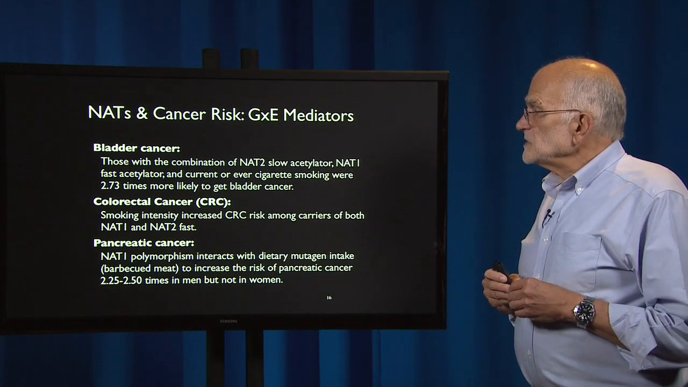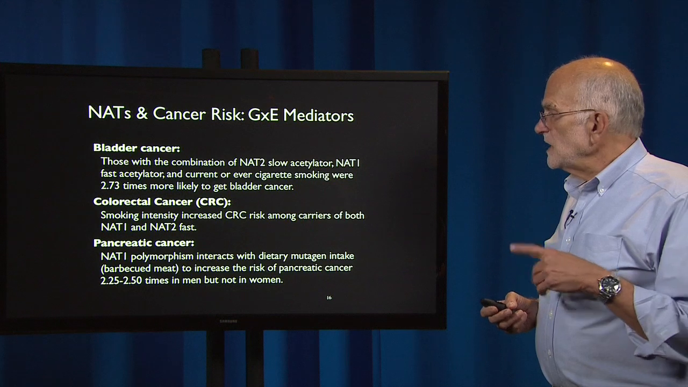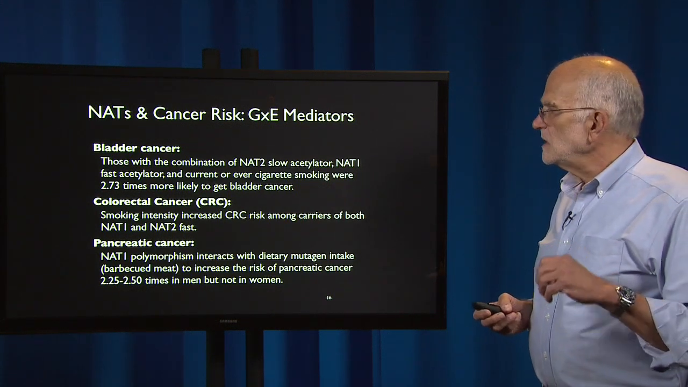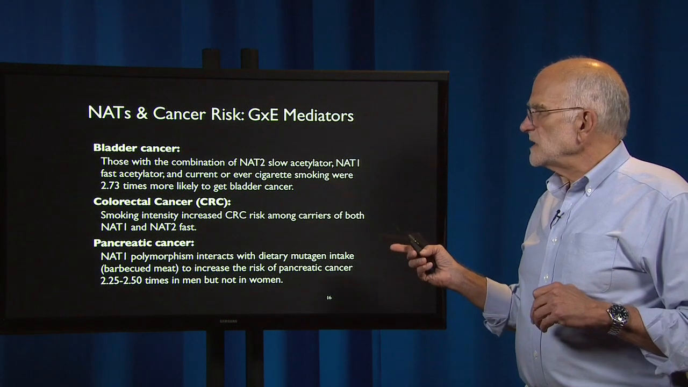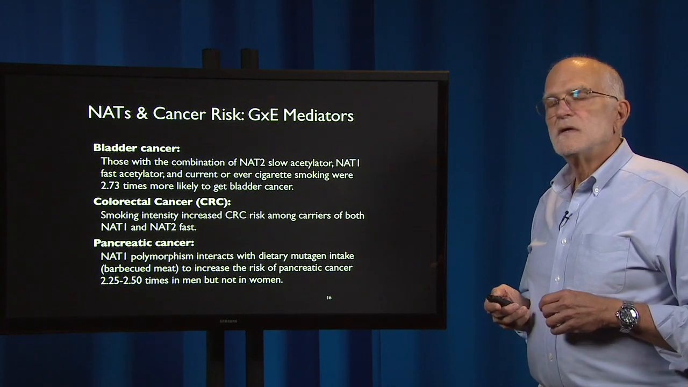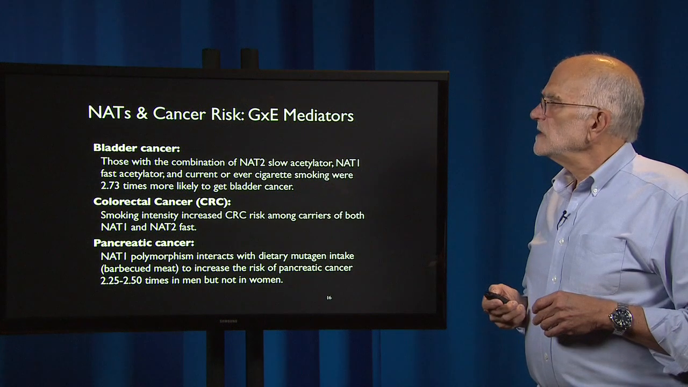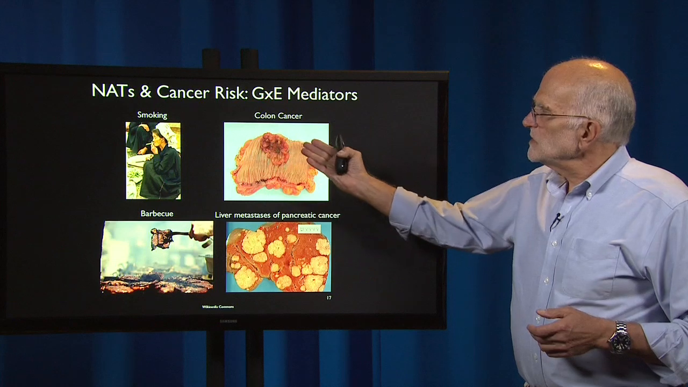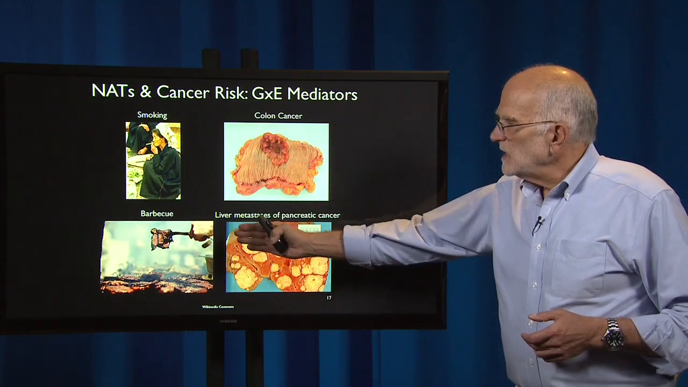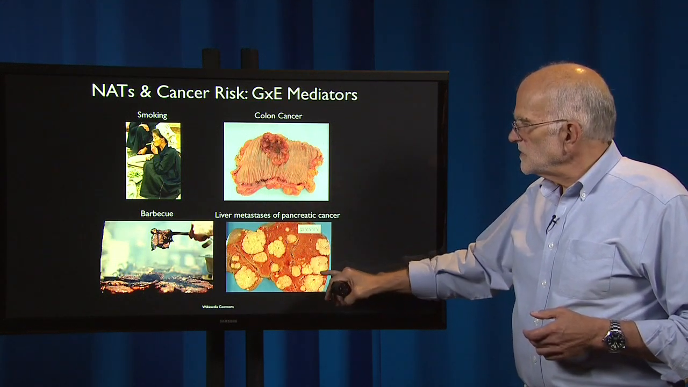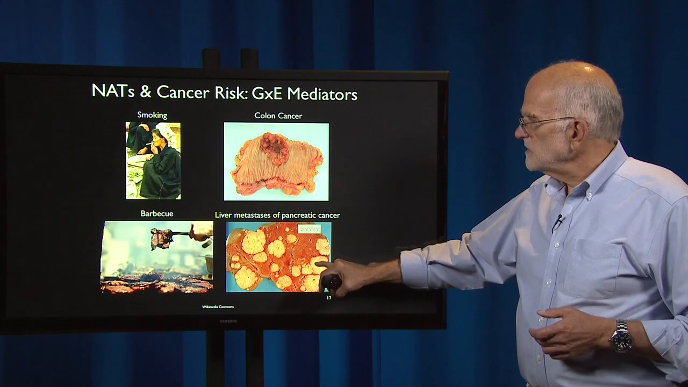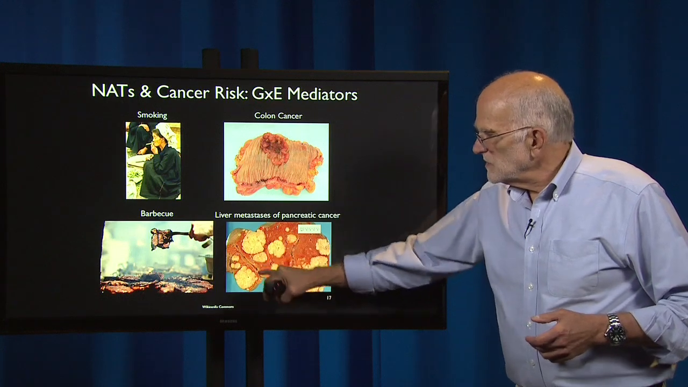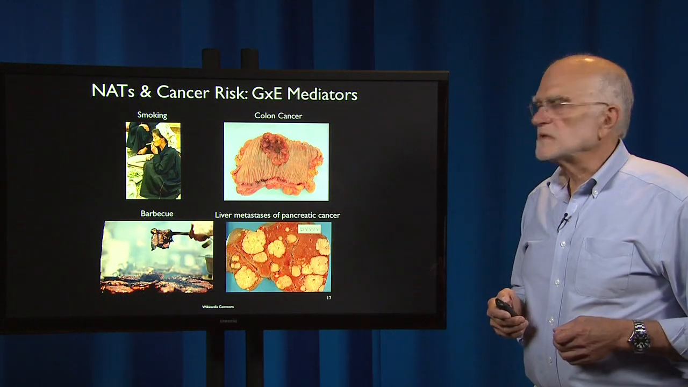And for pancreatic cancer, the NAT1 polymorphism interacts with dietary mutagen intake, for example, barbecued meat, to increase the risk of pancreatic cancer 2.5 times in men, but not in women. So to evoke those associations, here we have smoking associated with colon cancer and barbecuing associated with these light liver metastases coming from the pancreas, visualized here against the darker red background of the sectioned liver.